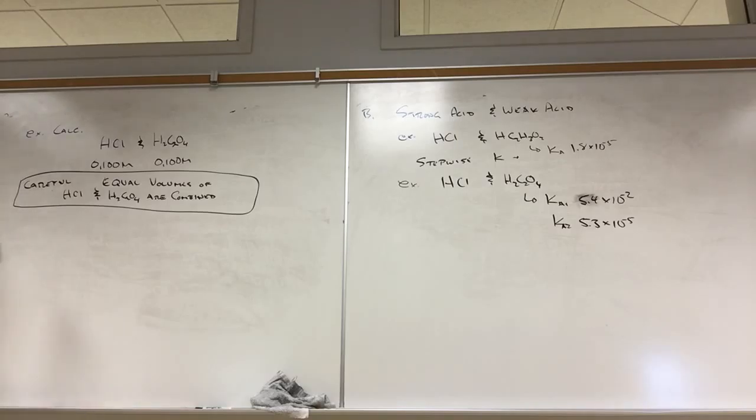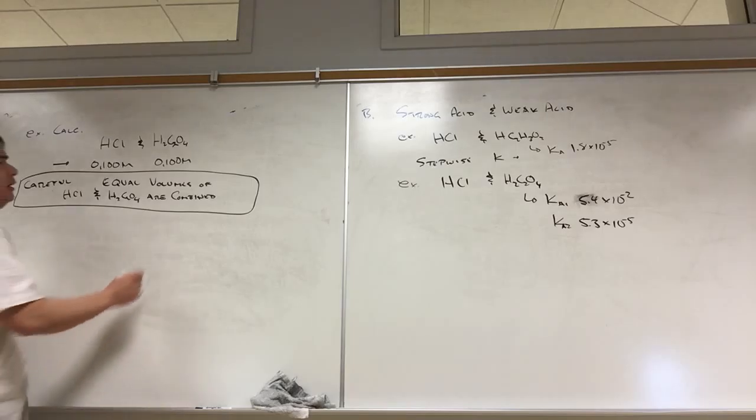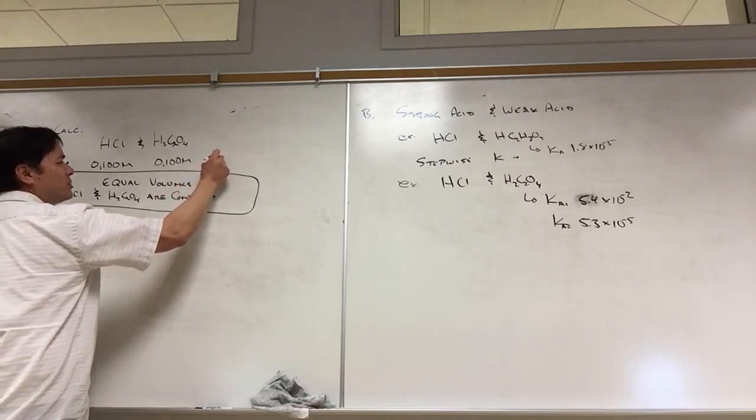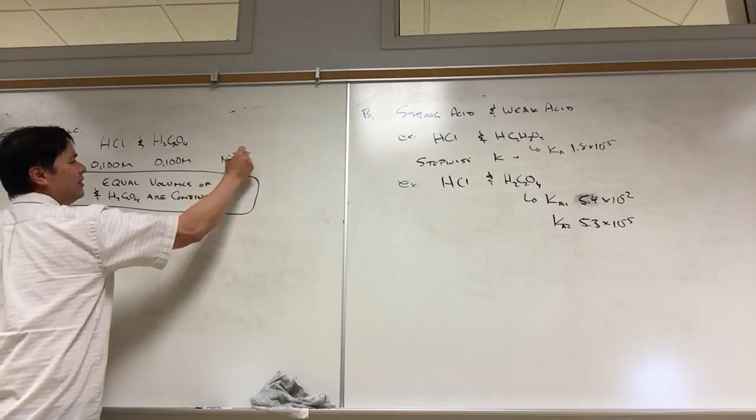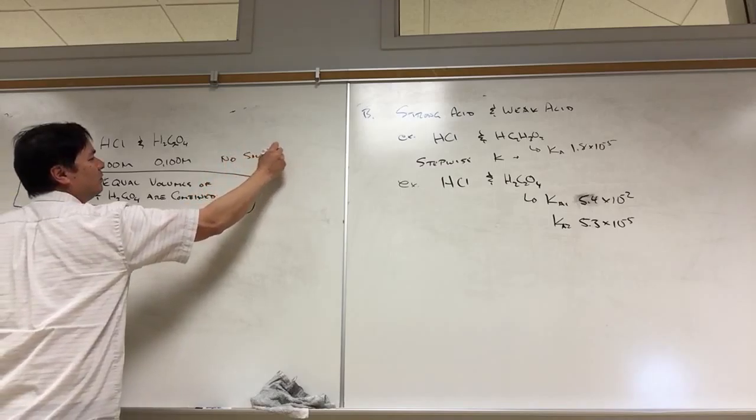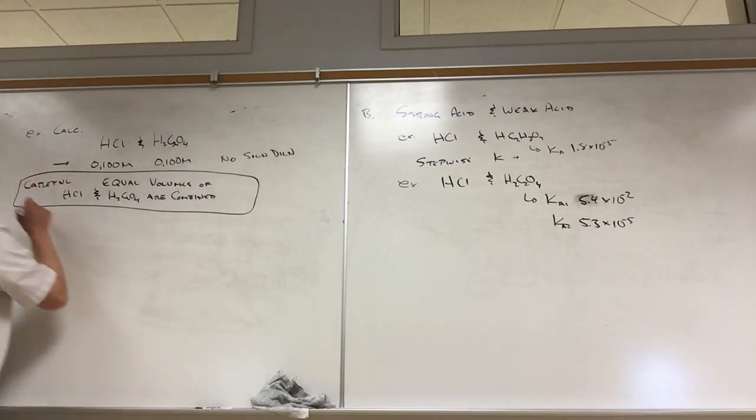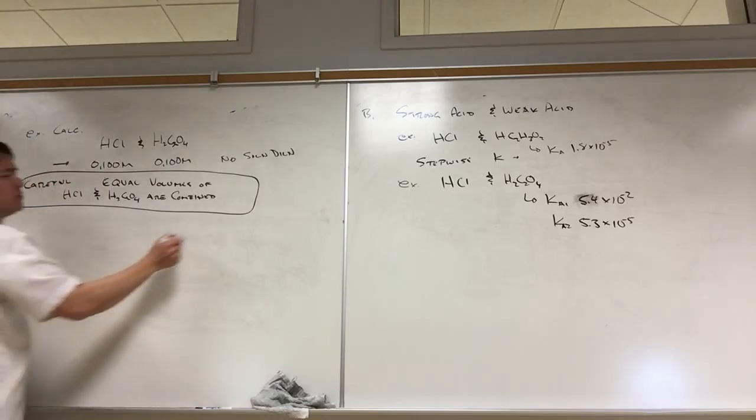All right, so there are two starts. There's a start where in the same beaker, it's going to be 0.100 molar HCl and 0.100 molar oxalic acid. And so if it's in the same beaker, then no step I, no solution dilution is required. But if we have something like this, then we have to do solution dilution.